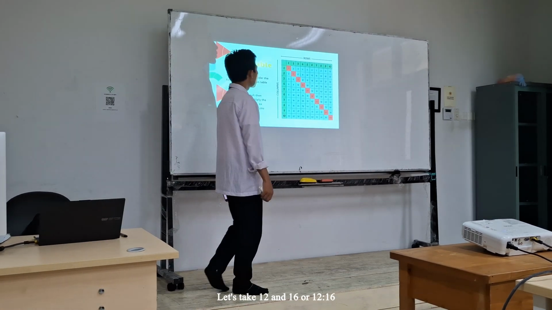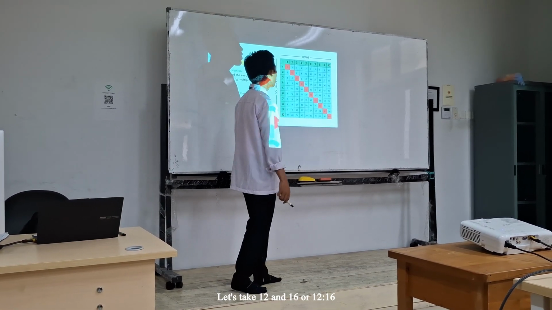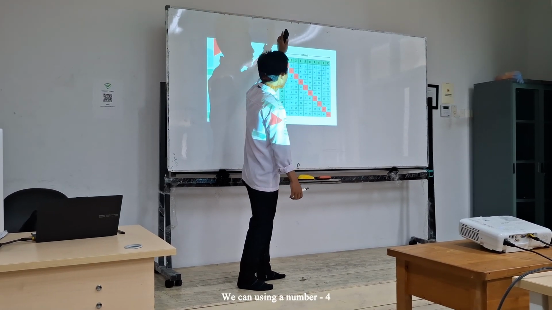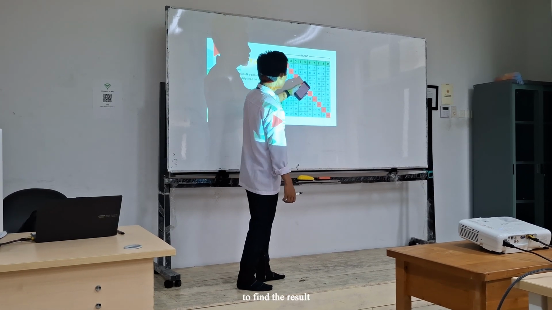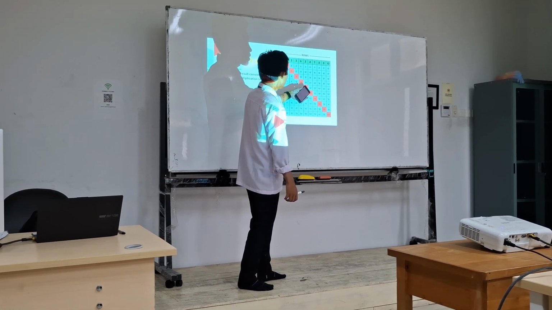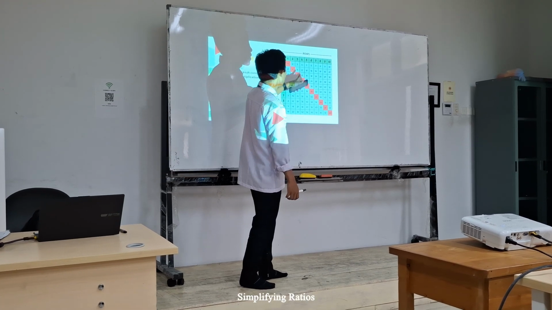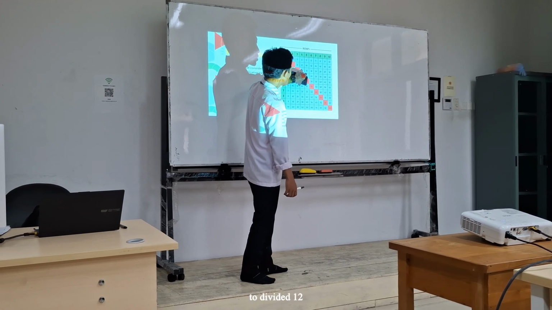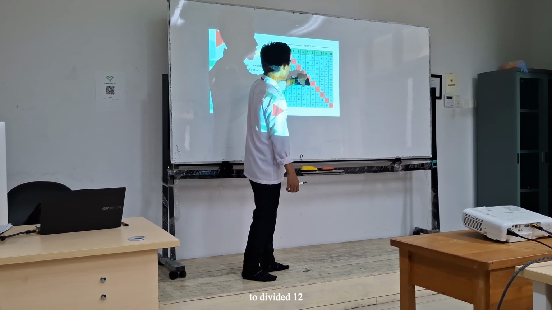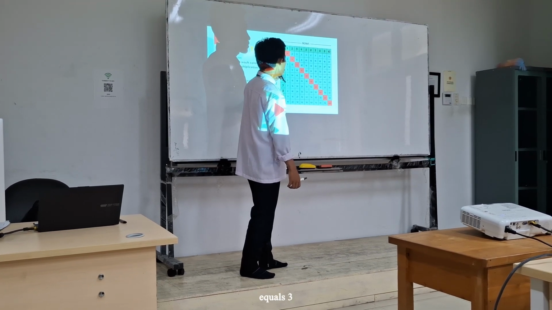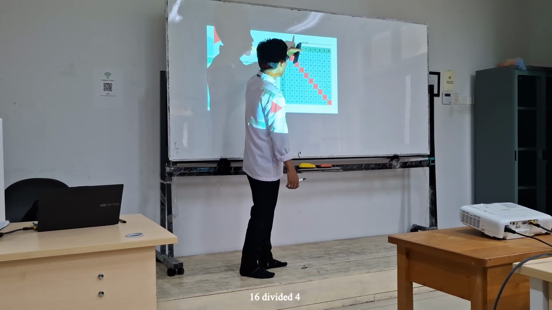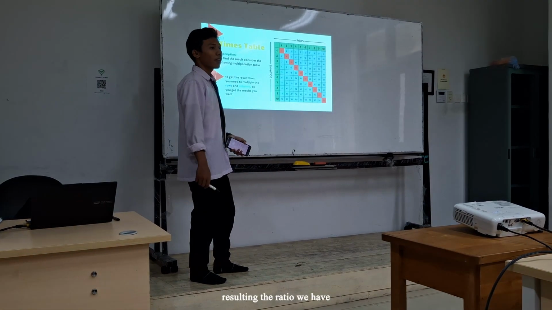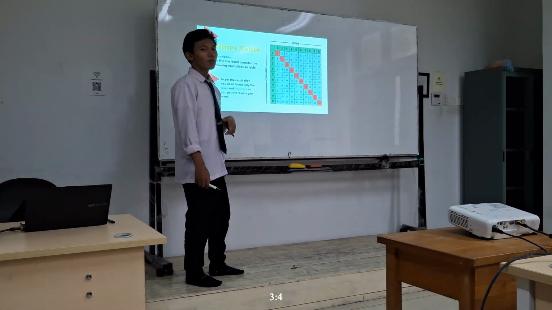Let's take 12 to 16. We can use the number 4 to simplify the ratio. 12 divided by 4 equals 3, and 16 divided by 4 equals 4. Resulting in the ratio 3 to 4.